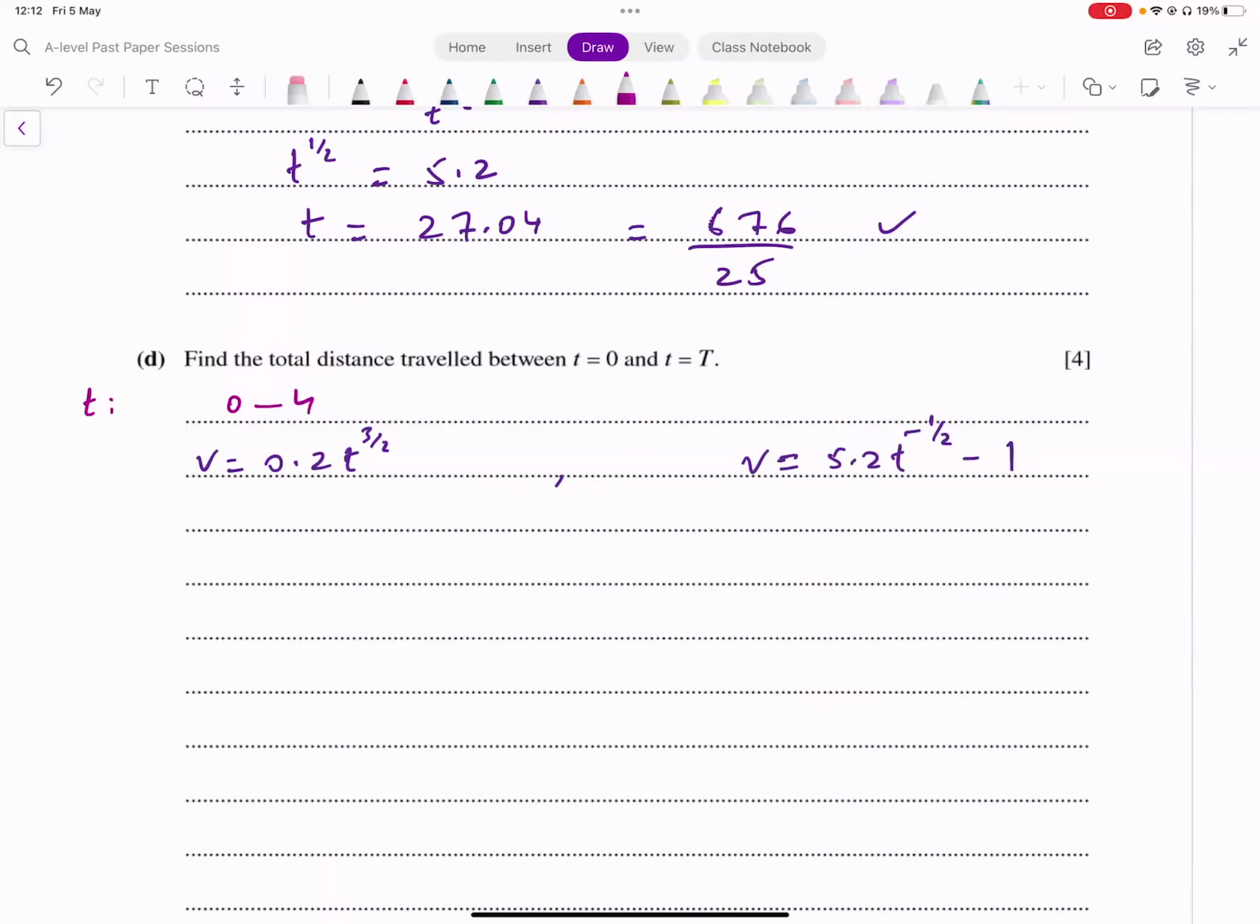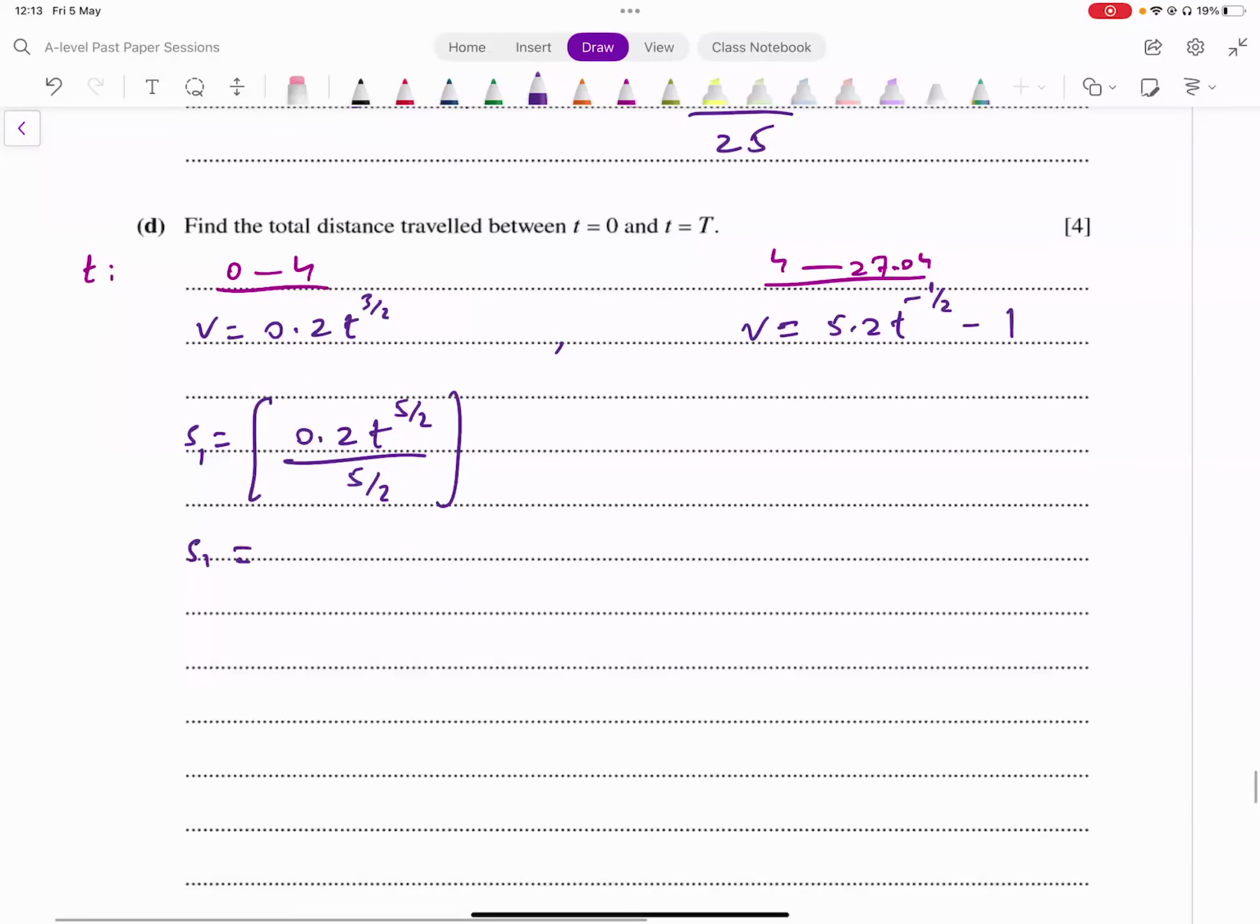पहले पार्ट में 0 से लेकर 4 तक, सेकंड पार्ट में 4 से लेकर 27.04 तक। Let's integrate and input limits. ये फर्स्ट डिस्प्लेसमेंट आ जाएगी आपके पास: 0.2 into t^(5/2) divided by 5/2, and that gives you 2 ऊपर जाएगा, 0.4 हो जाएगा, 0.4 divided by 5, that is going to be 0.08. So you have 0.08 into t^(5/2). इसमें लिमिट्स इनपुट करनी है from 0 to 4. Let's input the limits.